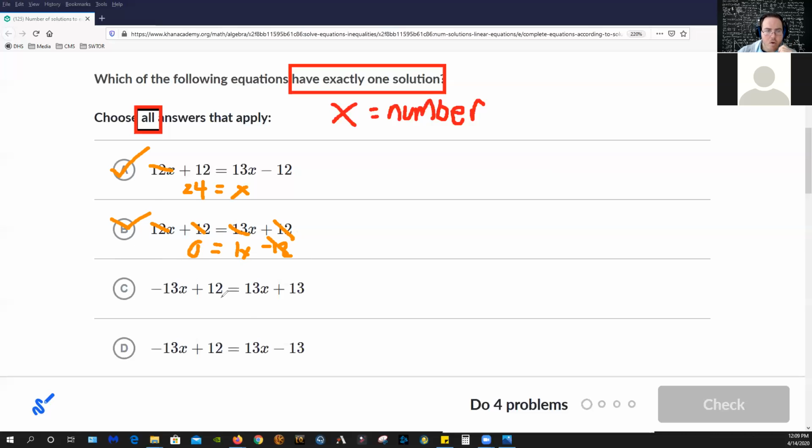That's still an answer. X equals 0. In this case, if I were to add 13x onto both sides, I would get 26x. And then I could take away 13 from both sides and have negative 1. Yeah, even though the answer would be like negative 1 over 26, that's still one answer.